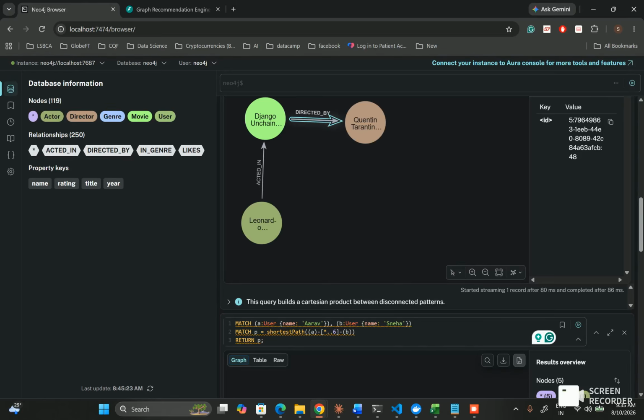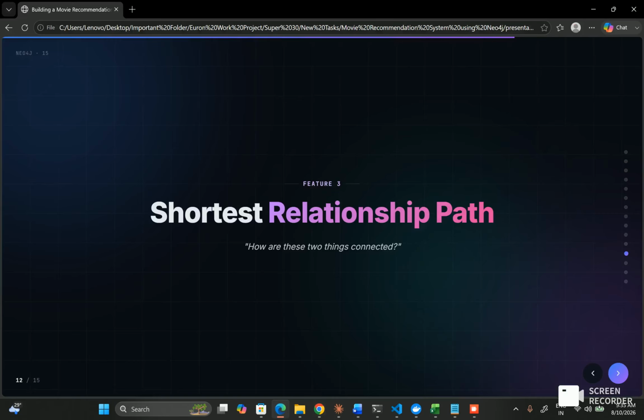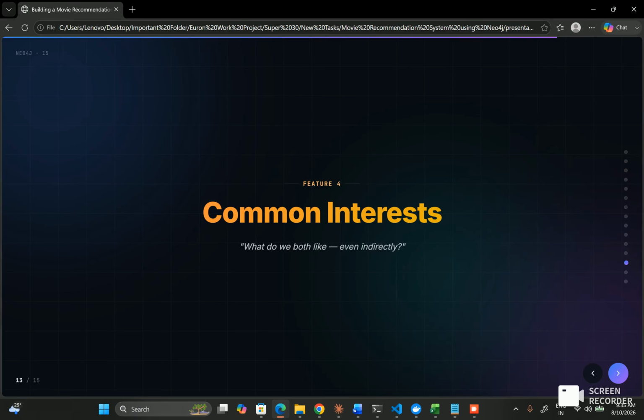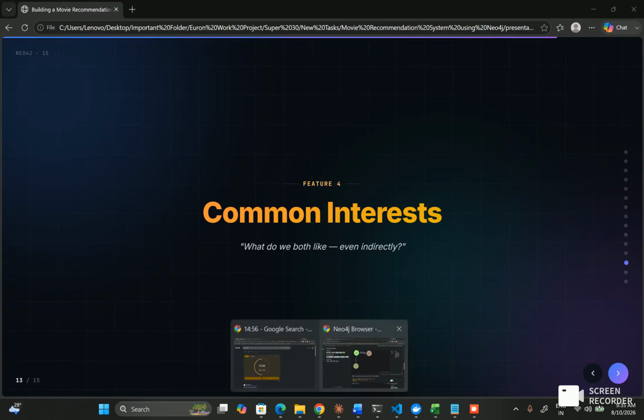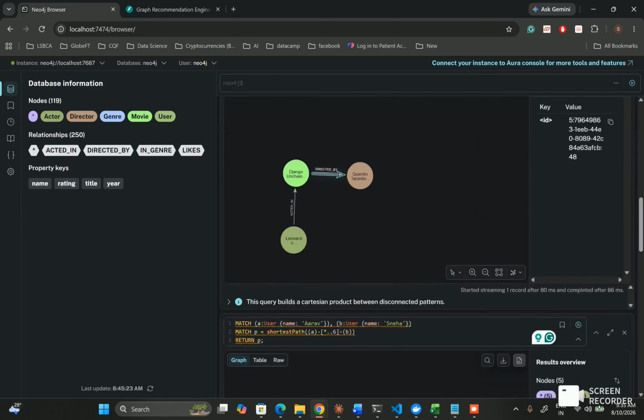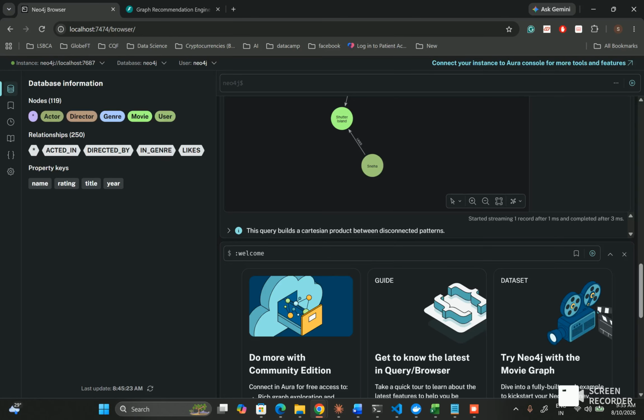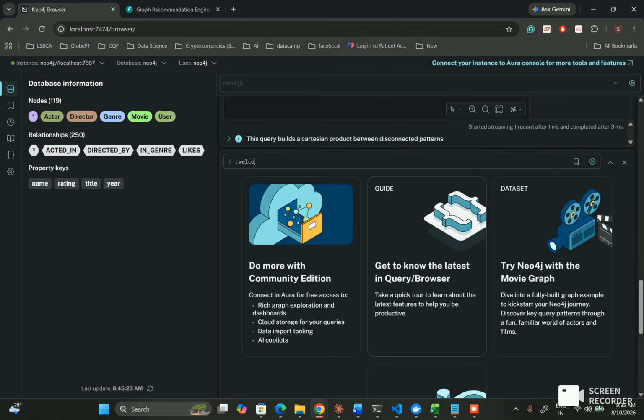Understandable, right? Now let's go over to the last feature, feature 4, that is common interest. That is, what do we both like, even directly, even indirectly? What do we both like, even indirectly? Okay, let me show you with an example over here. Let's run over here.